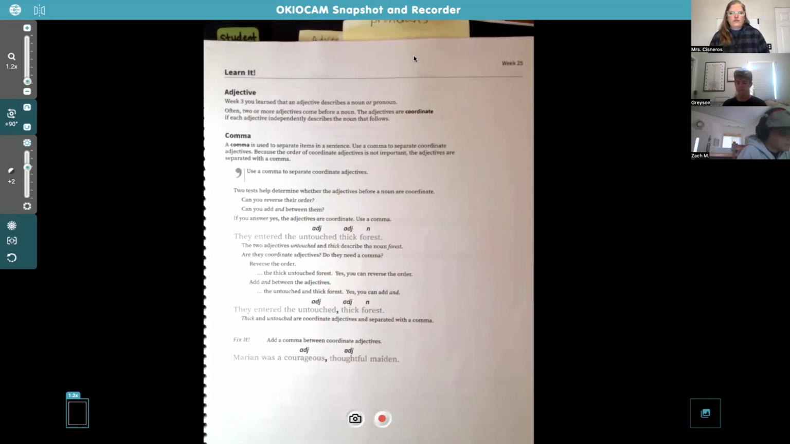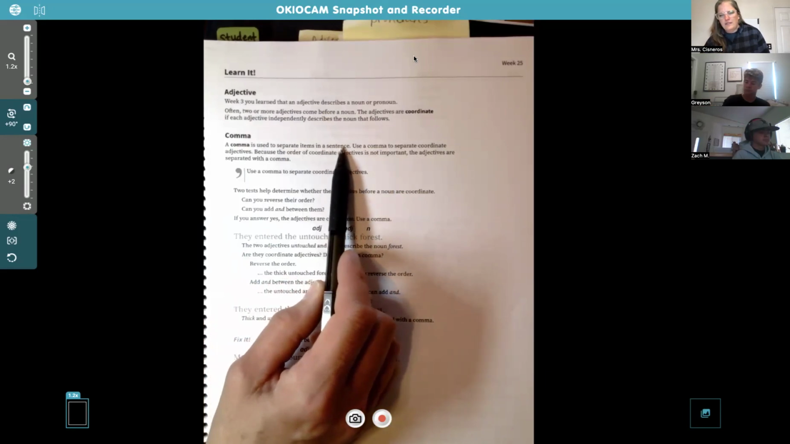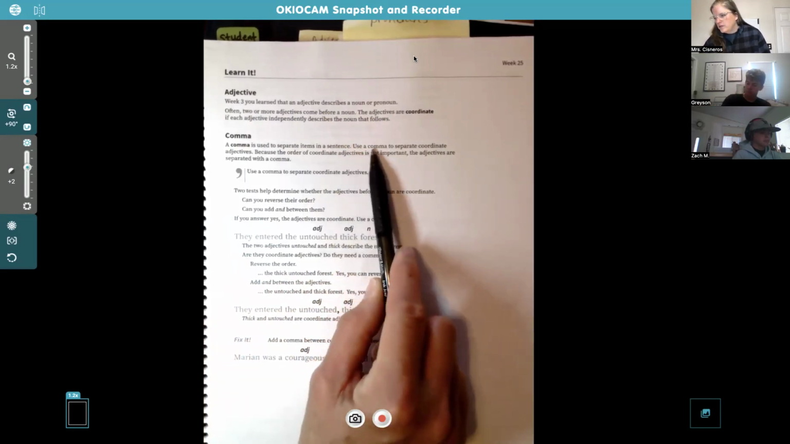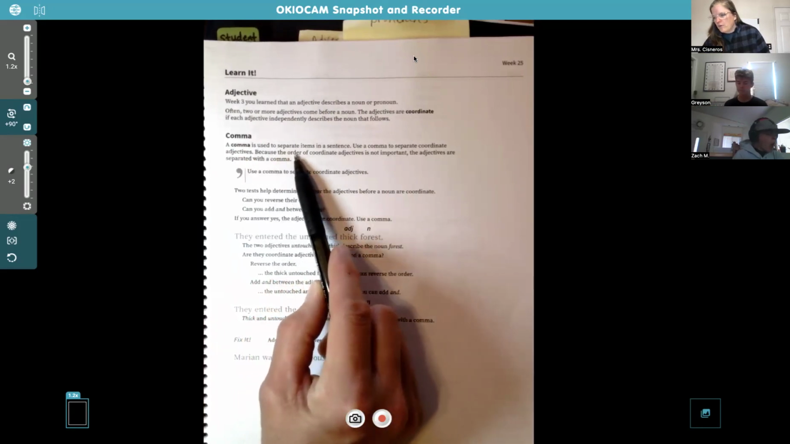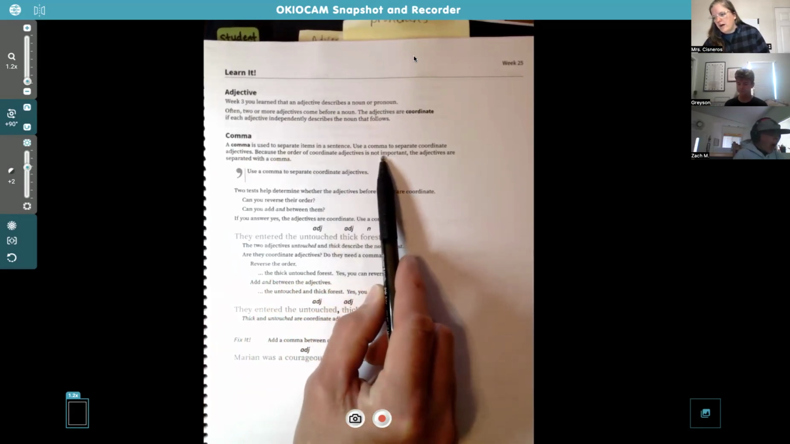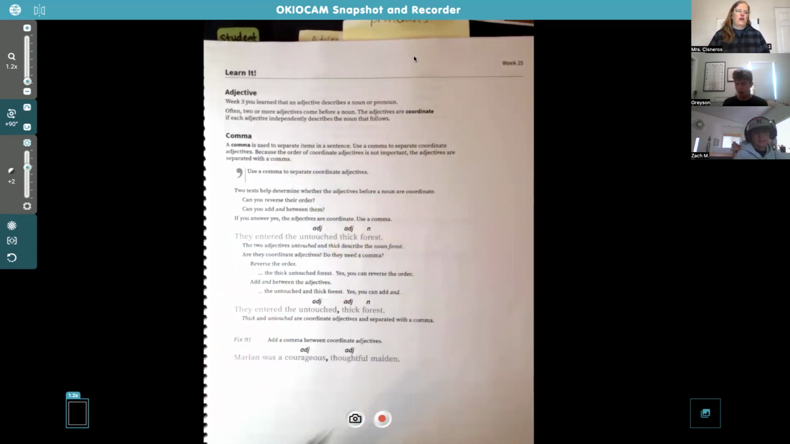Sorry, let me back up. These are adjectives that you write in a row, but if they are independently describing the noun, they're called coordinate adjectives. And if they are coordinate, you do need a comma. So it says a comma is used to separate items in a sentence. We already know that. Use a comma to separate coordinate adjectives. Because the order of coordinate adjectives is not important, the adjectives are separated with a comma.